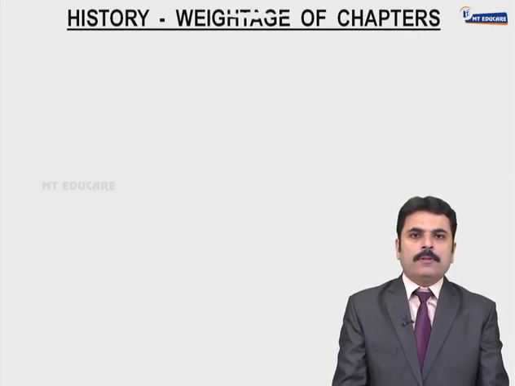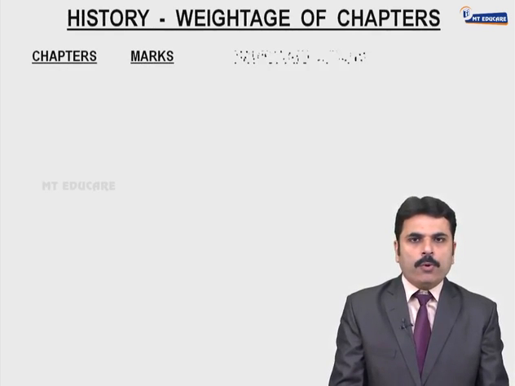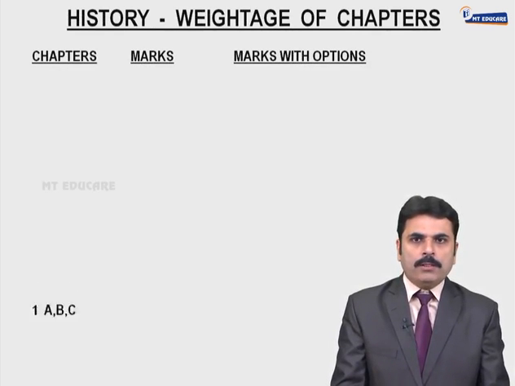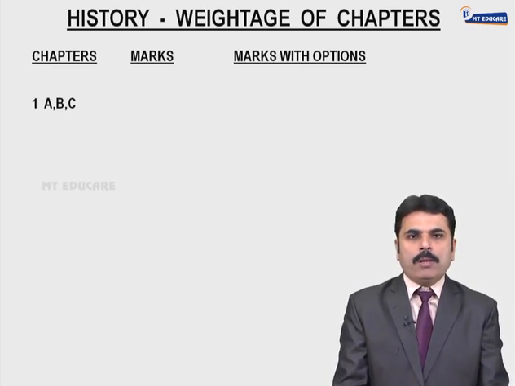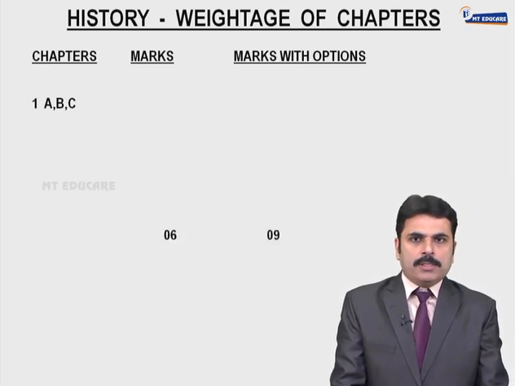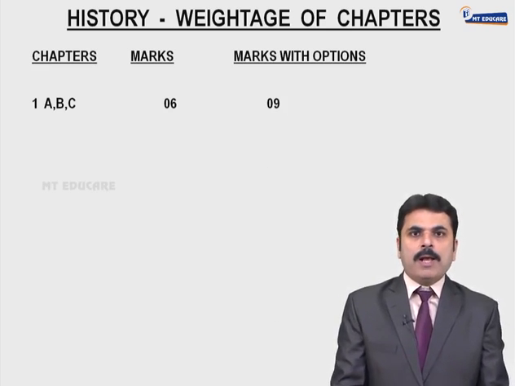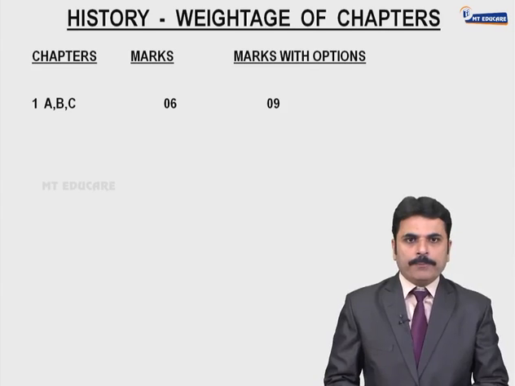Let us begin with the weightage of the chapters in history. In history, we have got 4 units. Unit 1, that is imperialism, comprises of 3 chapters, chapter 1A, 1B, 1C. The marks allotted to this particular unit is 6 marks and marks with options is 9.